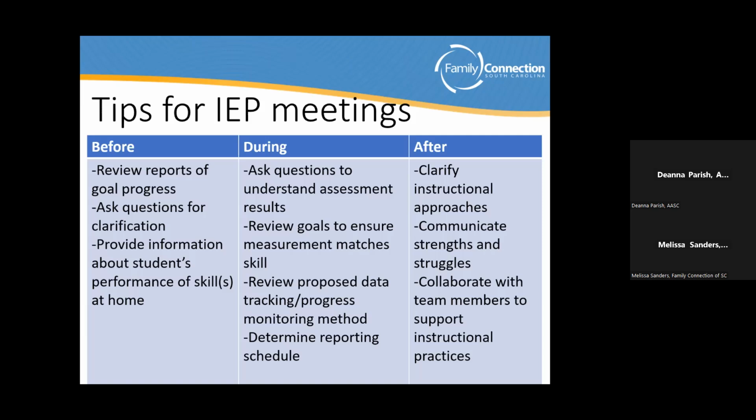You want to be clear about communicating the strengths and struggles of your student, especially when you're seeing success, or you're seeing that they're not showing at home what they're able to do at school. So that continued collaboration is important. And then collaborate with team members to support those instructional practices. How can you as a parent continue to use the same language, provide the same opportunities where the student can practice skills in the home environment?